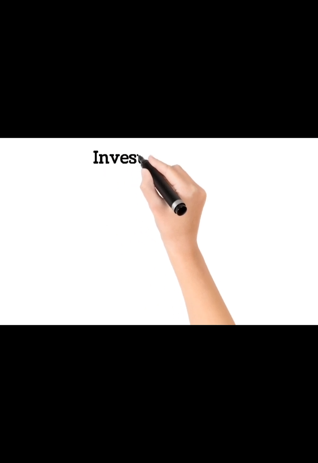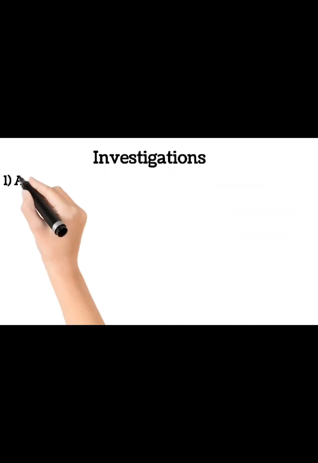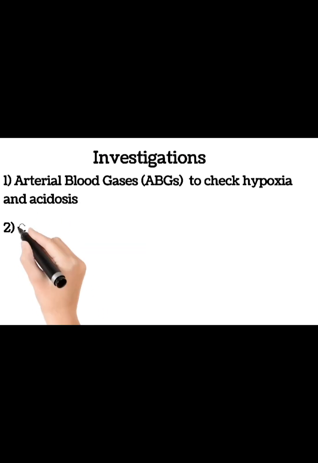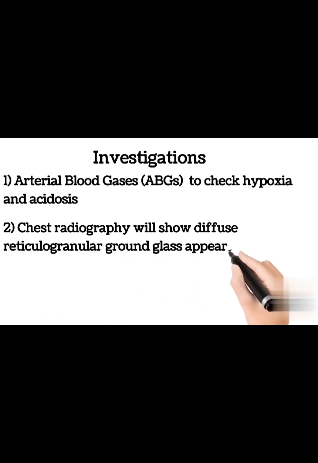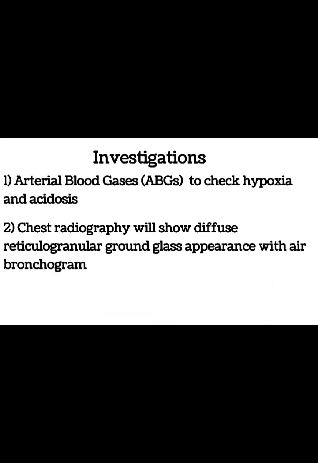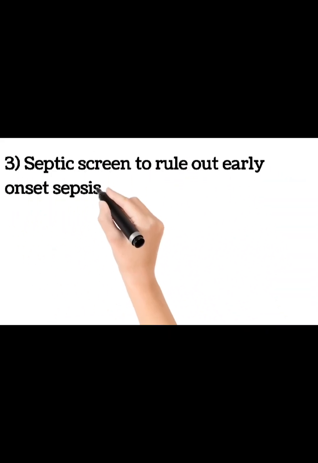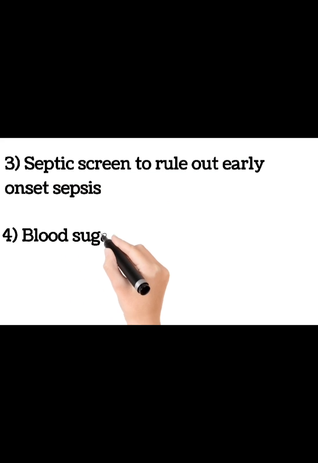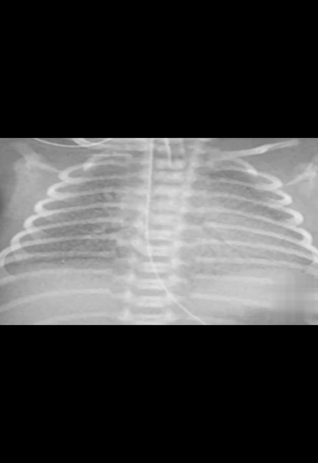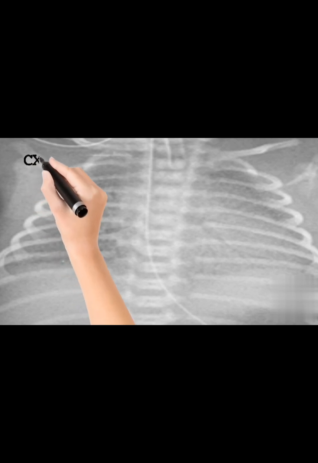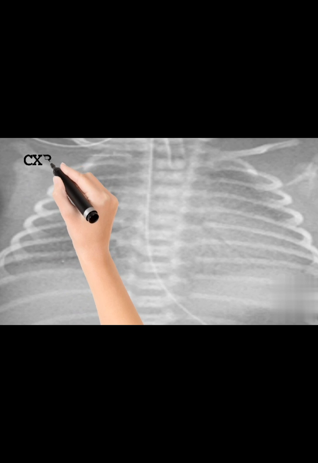The investigations of RDS include: 1. Arterial blood gases to check hypoxia and acidosis. 2. Chest X-ray that will show diffuse reticulogranular ground glass appearance with air bronchogram. 3. Septic screen to rule out early-onset sepsis. And 4. Blood sugar levels. This is the typical X-ray of an infant with RDS, showing reticulogranular ground glass appearance with air bronchogram.